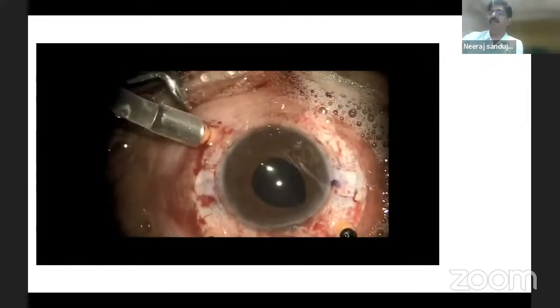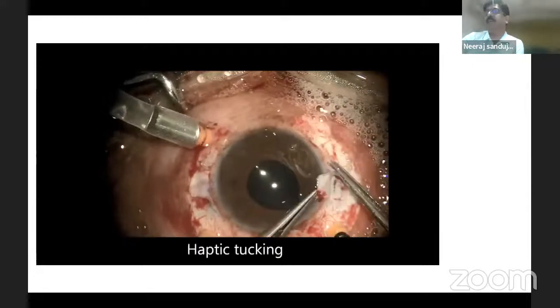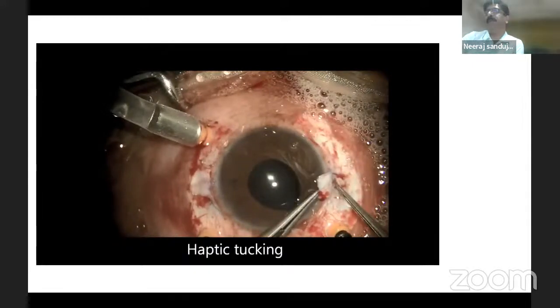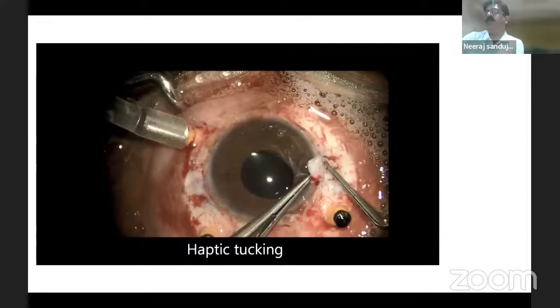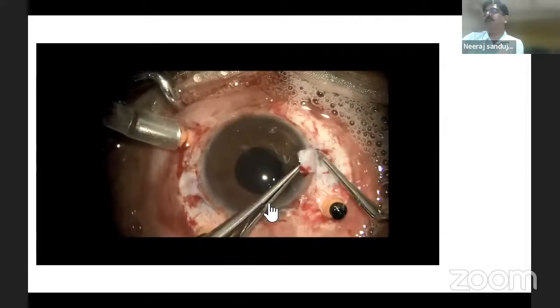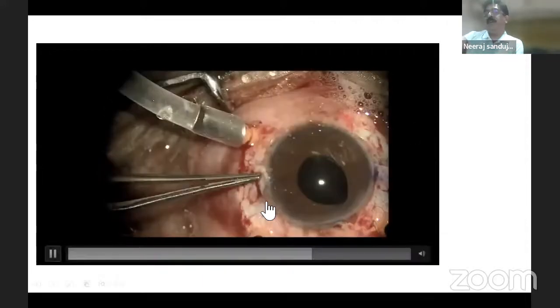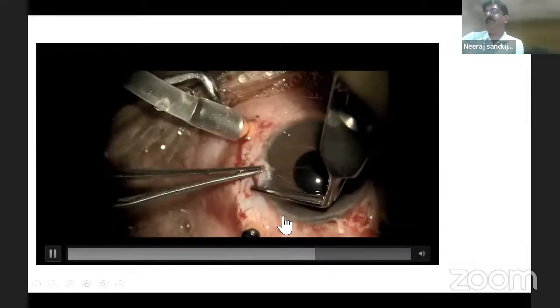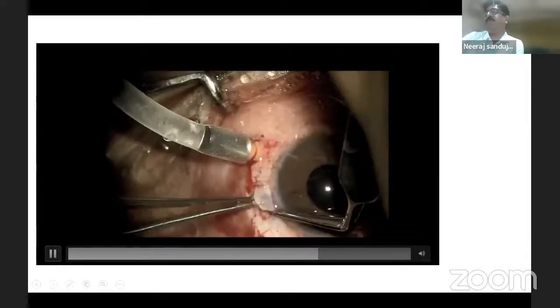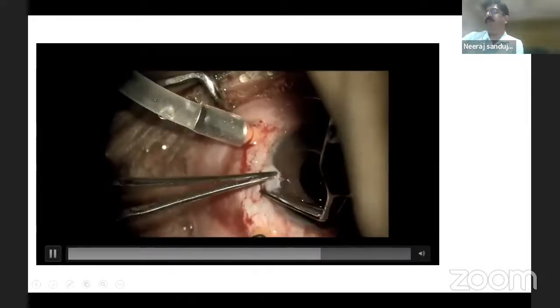Now you are tucking the haptics into the scleral grooves which you have made, and they have to go along the circumference of the globe. This also has to go along the circumference. If it is not along the circumference, you may land up with some astigmatism because the IOL may tilt also. So this is very important.